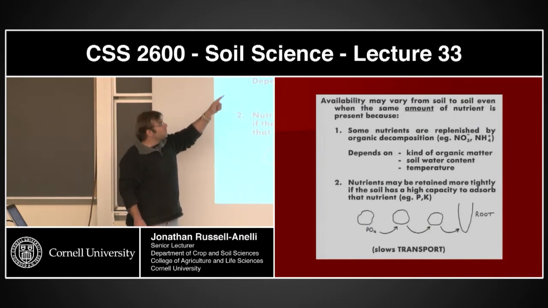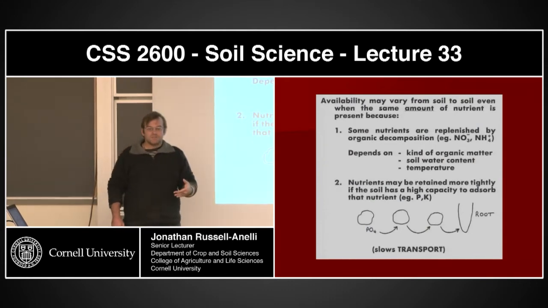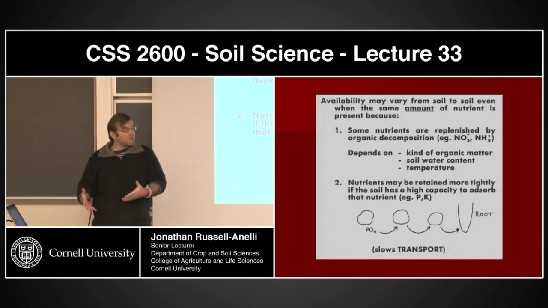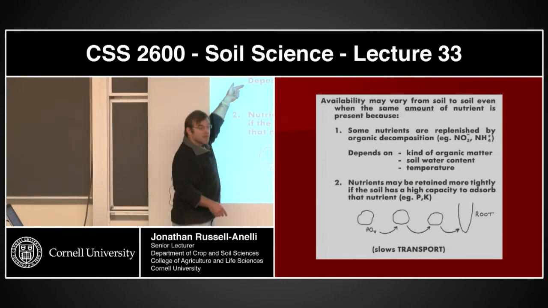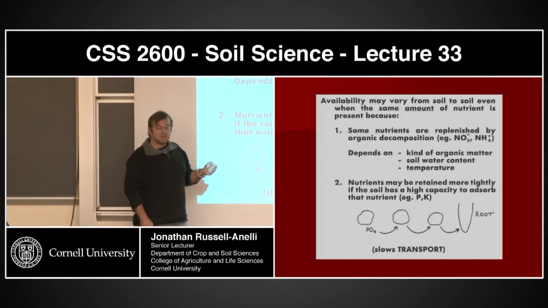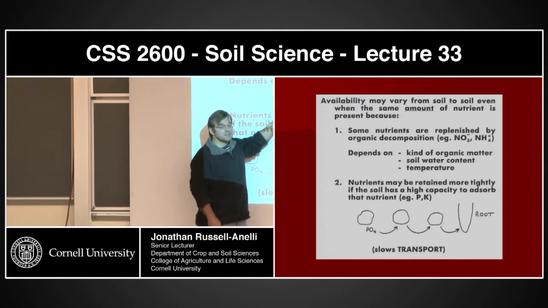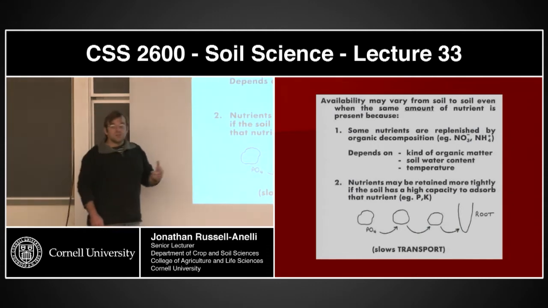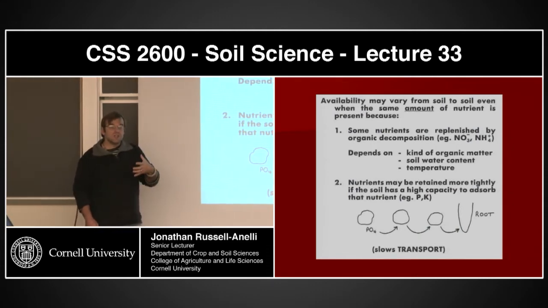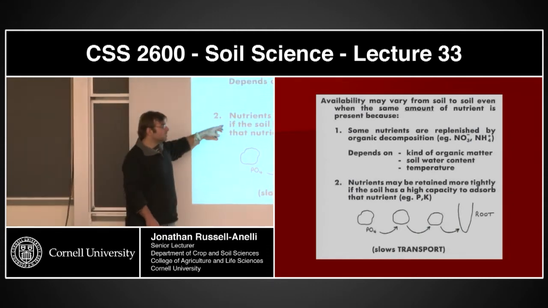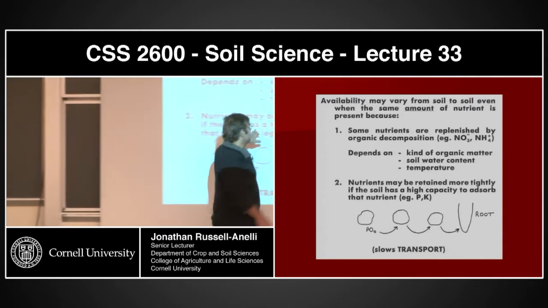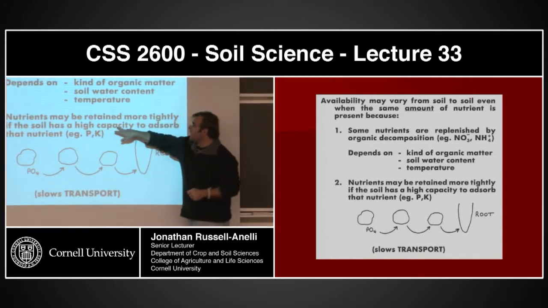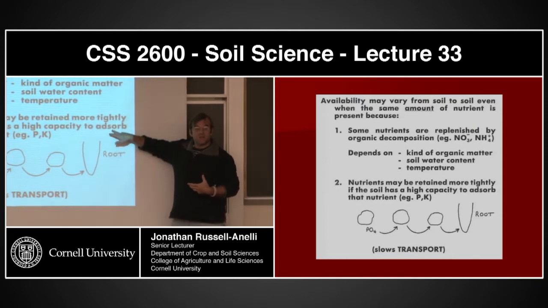Some of the nutrients can be replenished by organic decomposition. If I have organic matter in my soil, that's going to replenish the availability of those nutrients. It's going to depend on the kind of organic matter. It's going to depend on the soil water content and temperature, climate again. Some nutrients can be retained more tightly in the soil because of higher capacities of that soil to hold on to certain things.